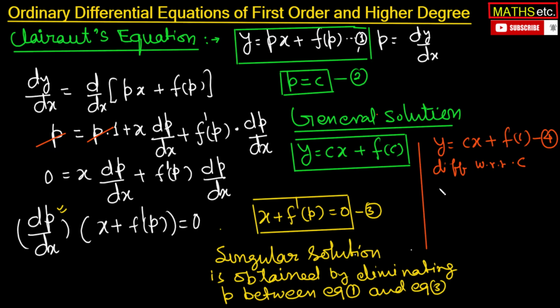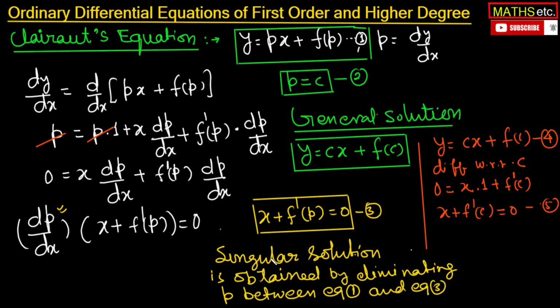Derivative of y with respect to c will be 0. Derivative of cx with respect to c: x will be treated as a constant, and the derivative of c is 1, plus the derivative of f(c) with respect to c, which will be f'(c). We can write it as x plus f'(c) equals 0. Now this equation, which we are naming equation 5, is similar to x plus f'(p) equals 0.